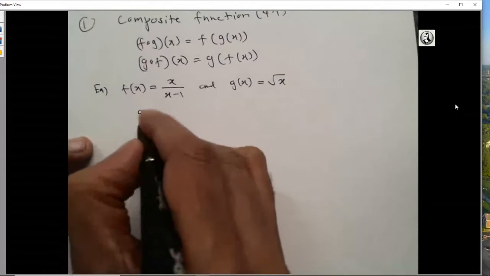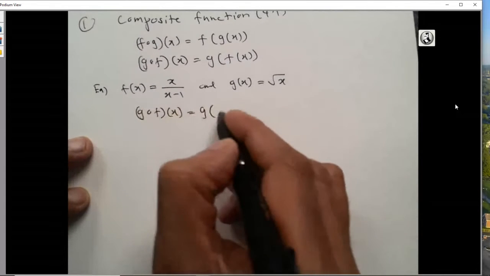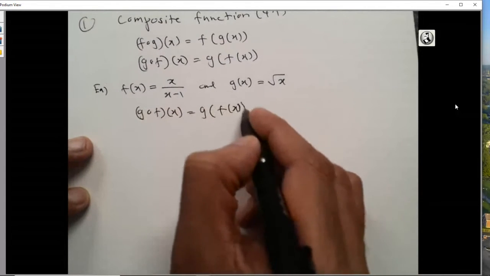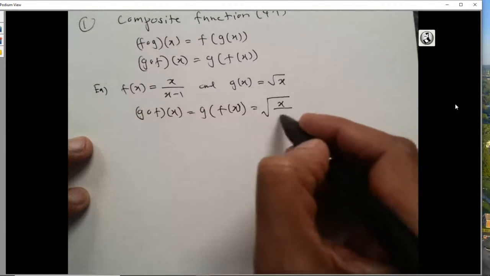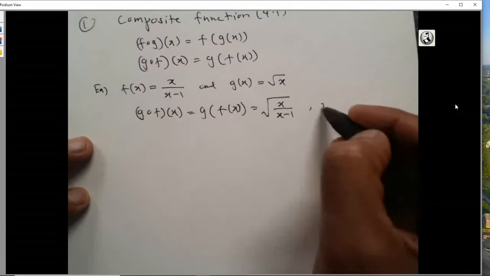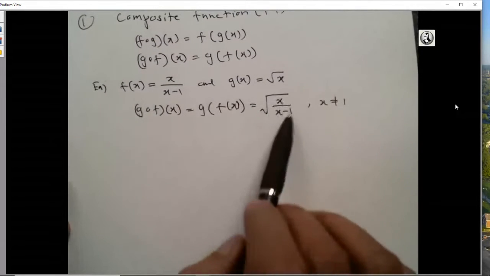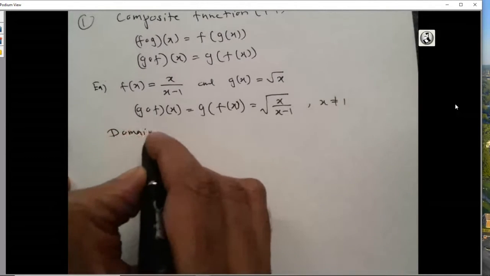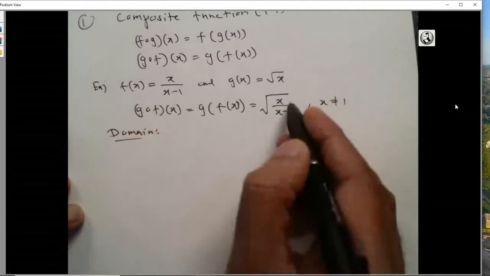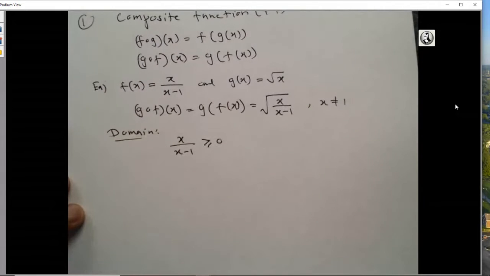For these functions, you can calculate, for example, f circle g of x. That means you're going to put the f function inside g. Since g is a square root, we put x over x minus 1 under the square root. It's clear that x cannot be 1, because otherwise a divide by 0 situation happens. But you also need to make sure that this is positive or 0, because that's what should happen under a square root. So for the domain, the inside function x over x minus 1 has to be greater than or equal to 0.